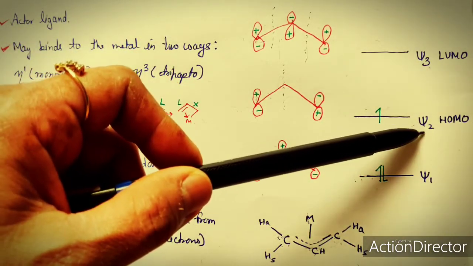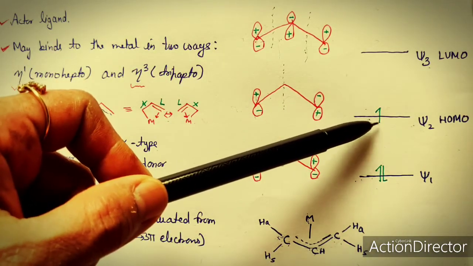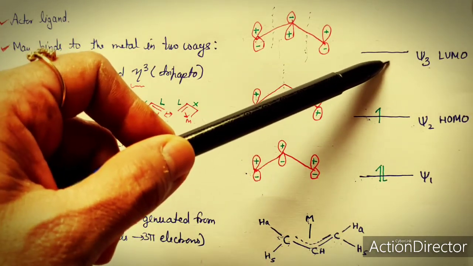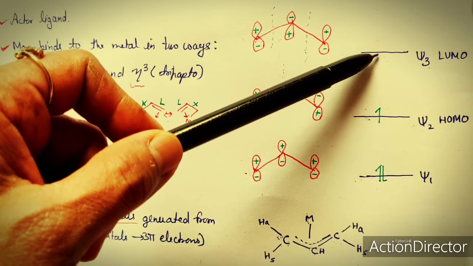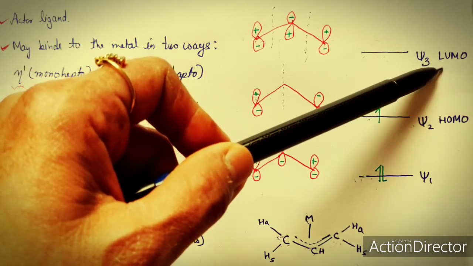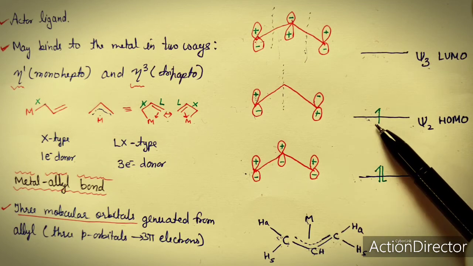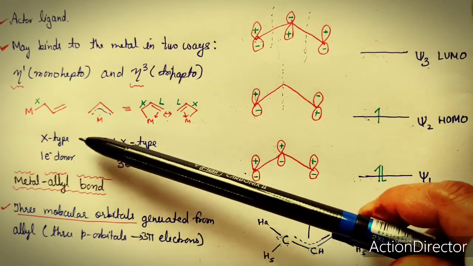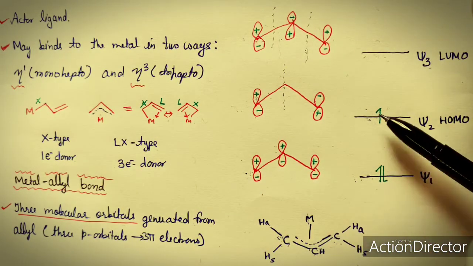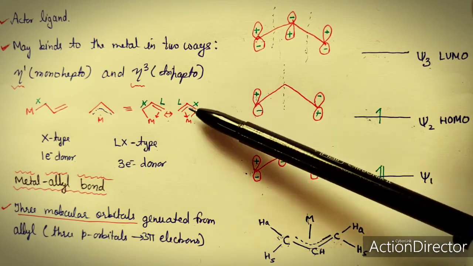This orbital is also known as HOMO, the highest occupied molecular orbital, because this orbital has electrons and has the highest energy among the occupied ones. And this orbital has no electron, so it is the lowest energy orbital that is unoccupied. This is known as LUMO. Now you can see that there is one electron, so it can donate just this electron, and thus act as an eta 1 or monohapto ligand, or it can donate these two electrons and this one electron, so that it can act as an eta 3 or trihapto ligand.